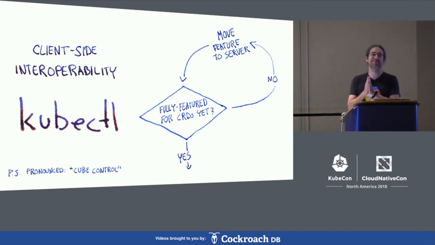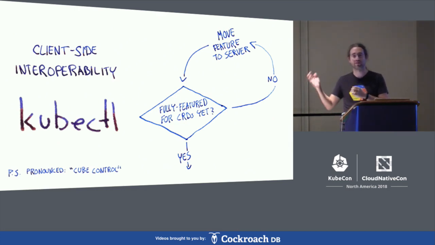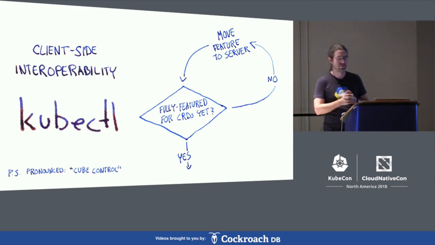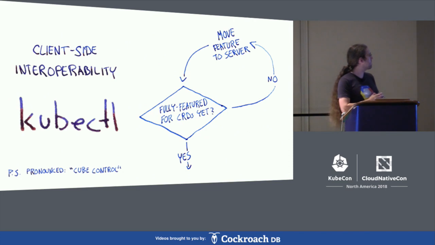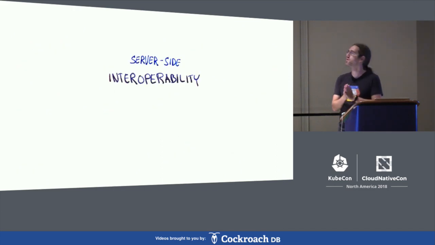We still need some client-side constructs, like the framework-y bits we've written for controllers. But basically, if stuff in kubectl doesn't work for CRDs, move something to the server, and just keep going until everything works seamlessly for CRDs. And I think Phil and team are already working on that, so I'm not going to focus on it too much. The next part, which I'll spend a little bit more time on, is server-side interoperability.